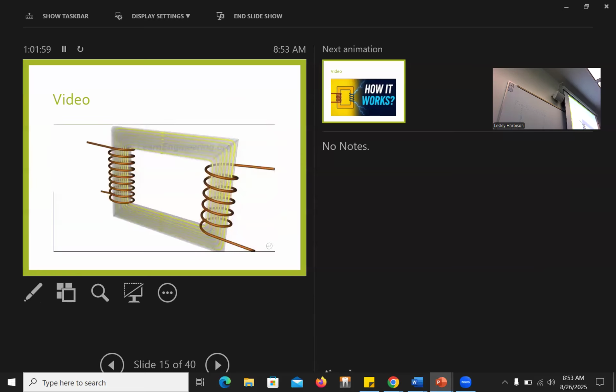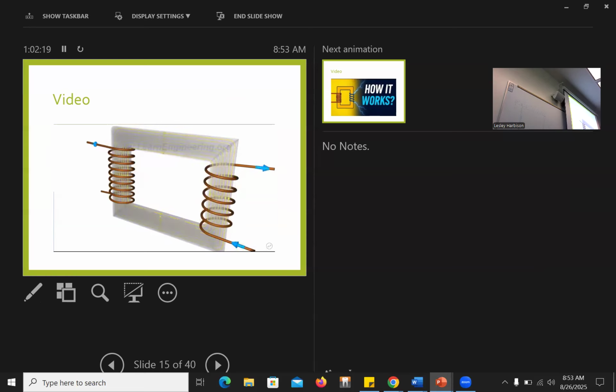Step-down transformers. Conversely, in a step-down transformer, the secondary coil has fewer turns than the primary coil, resulting in a reduced output voltage compared to the input voltage. The fewer turns in the secondary coil cause a lower induced voltage, leading to a step down in voltage.